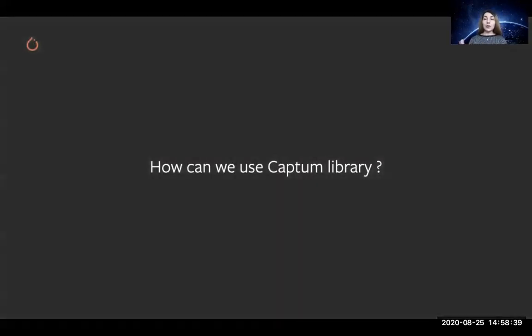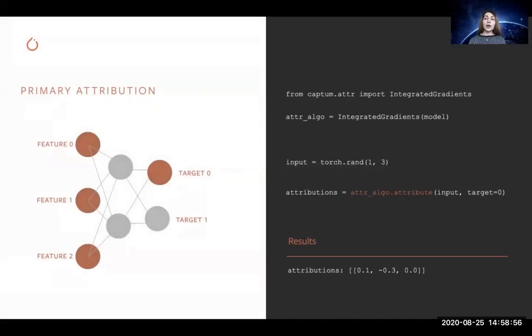So we got to know overall what kind of algorithms we support, and some of those well-known concepts and notions for attributions. Now let's see how we can use the Captum library. As I mentioned before, we have a number of algorithms that allow us to attribute the output predictions to the inputs. Those are the primary attribution algorithms, or feature importance algorithms. In this particular example, we have two targets, two outputs, target zero and target one. We have one hidden layer that has two neurons, and we have three input features.